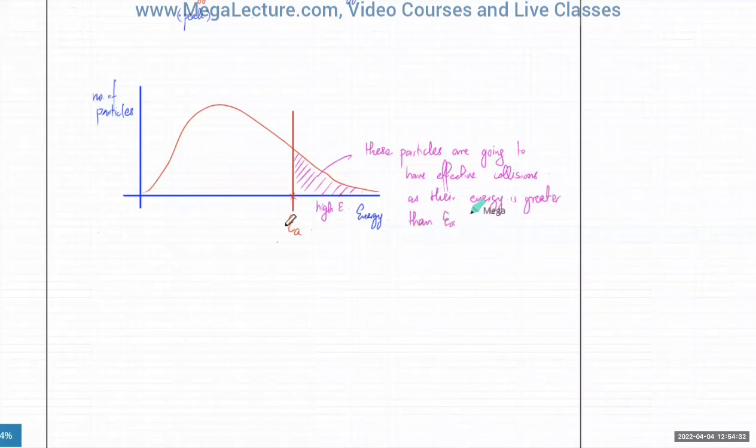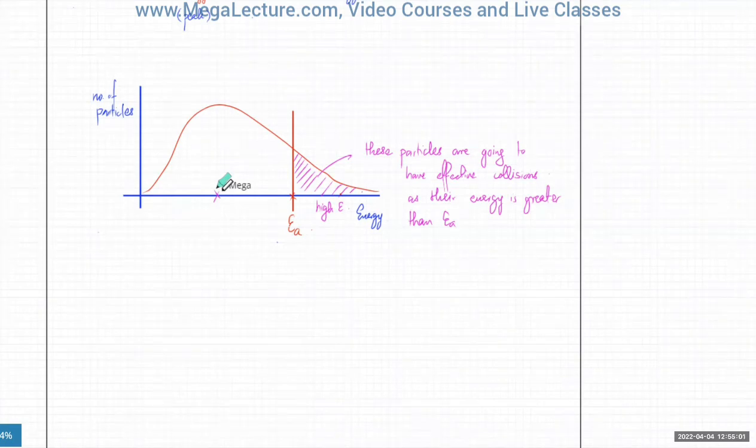As greater than EA. The rest are these ones. These particles over here, let's say this is the average energy. At this energy, you have these many particles. They're not going to be able to react effectively. Why? Because they have energies that are lesser than the activation energy. So they're not going to be traveling that fast. They wouldn't be bumping into each other with enough force. So their reactions are not going to happen.